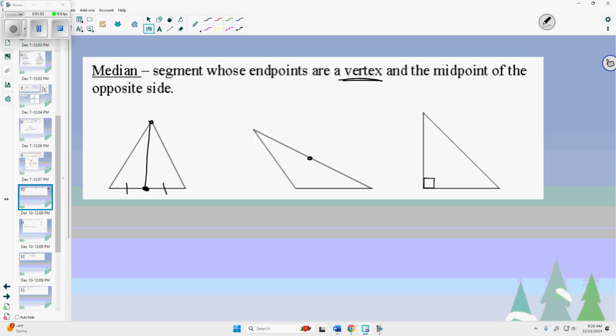So let's say I pick this side. I again mark where my midpoint is and then connect to the opposite vertex. I could pick the left side, go halfway, and connect to that opposite vertex. So the median just goes from a vertex to the middle of the opposite side. To see middle, we see tick marks. Is that okay?